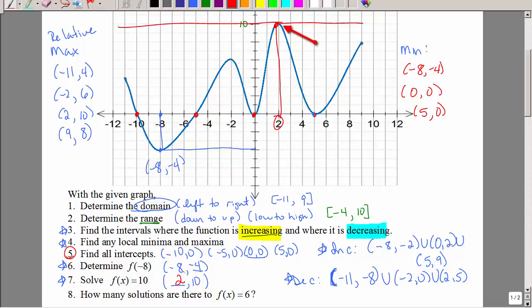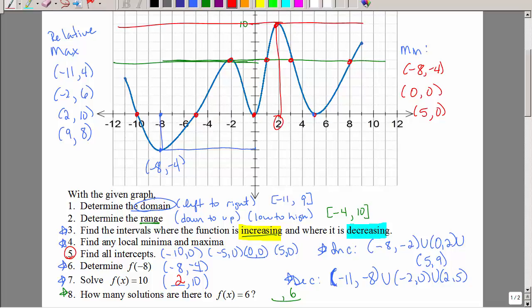2. And then my last one is, how many solutions are there for f of x equals 6? Meaning, are there more than one place where y is equal to 6? Well, let's look. 2, 4, 6. So if I extend this, this is everywhere the graph hits 6. I think we could count 1, 2, 3, 4 places.